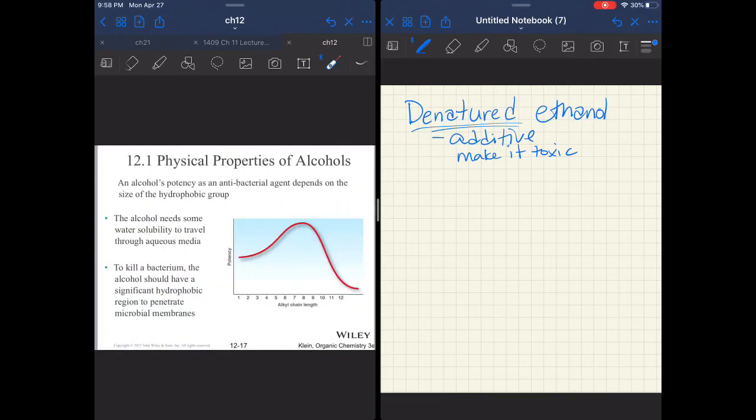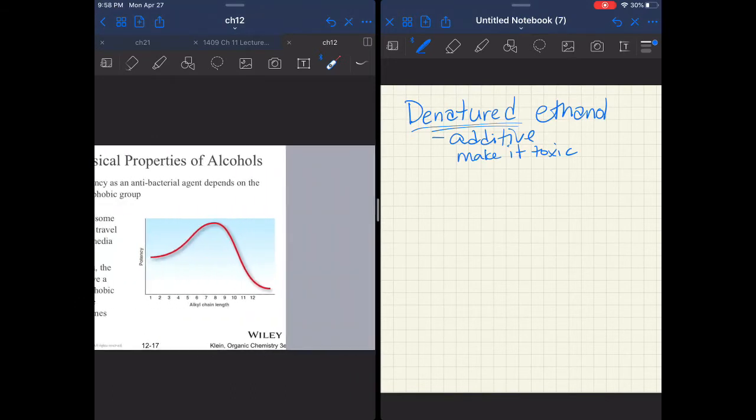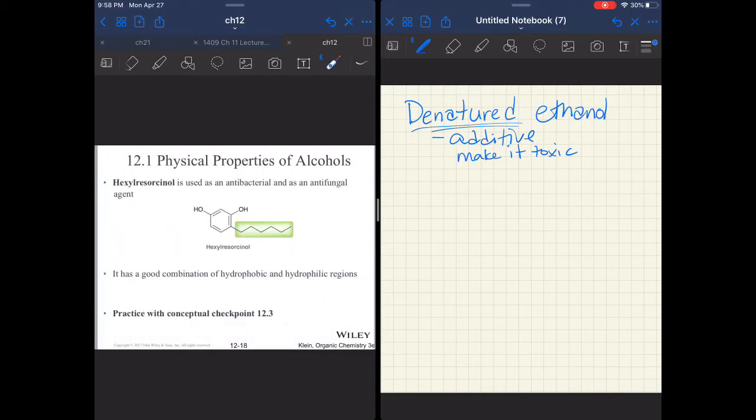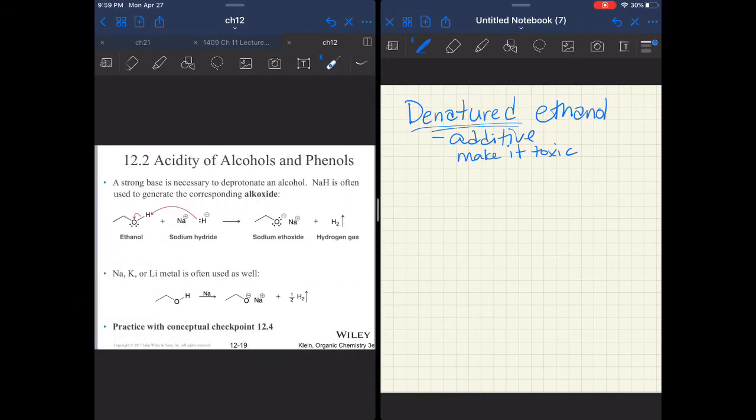There's all sorts of fun properties, and we're gonna keep moving here. Alcohols are ubiquitous, so you see them all over the place, and they're involved in a lot of different processes. The acidity of alcohols and phenols.